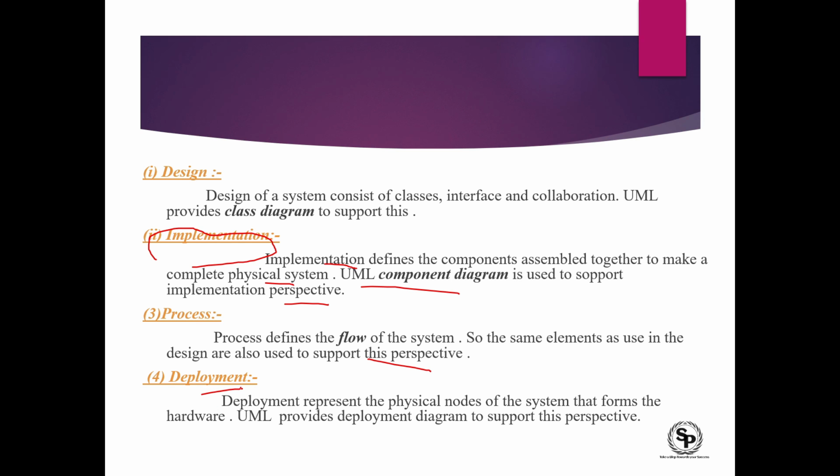Deployment. When the system is to be designed, then we will come to the deployment. Deployment represents the physical nodes of the system that form the hardware, जो कि hardware form करता है. UML provides deployment diagram to support this type of perspective. To support this type of perspective, UML provide करता है deployment diagram को.